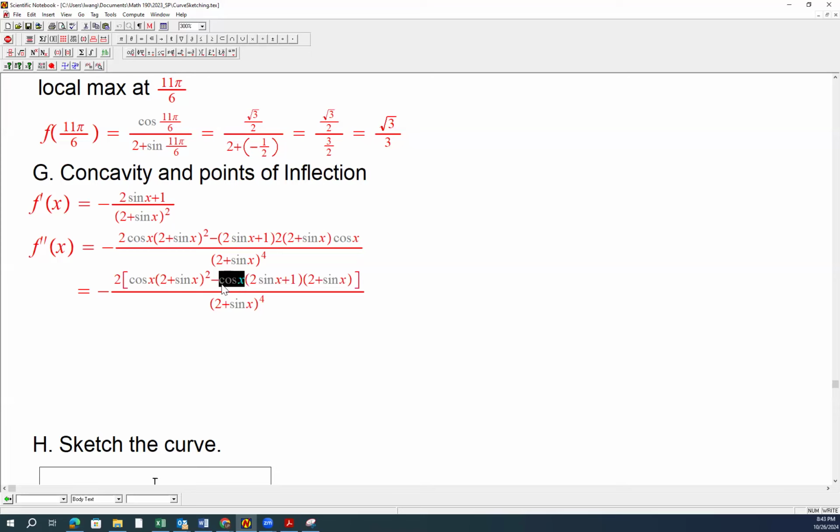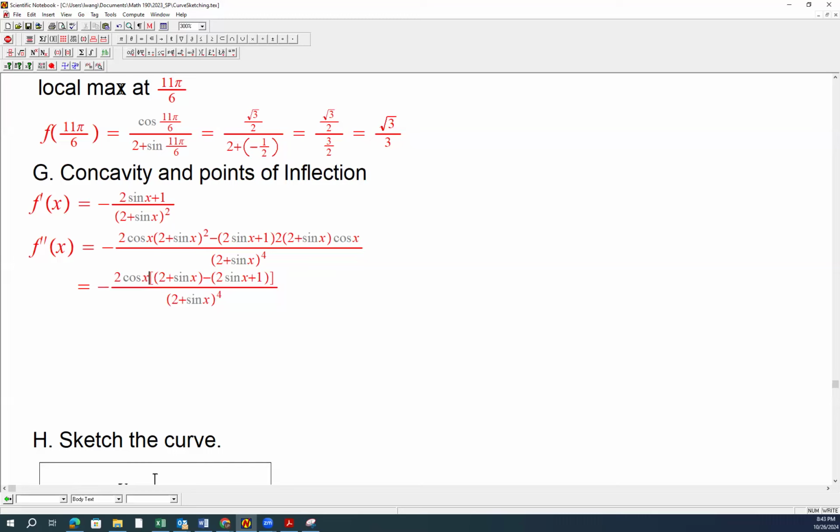Okay, cosine x is a common factor, so I'm going to factor that out. 2 plus sine x is a common factor, and we have it squared, and we have just 1 of it. So these are going to be factored out. There. 2 plus sine x. Now it's a bit easier to simplify the inside.